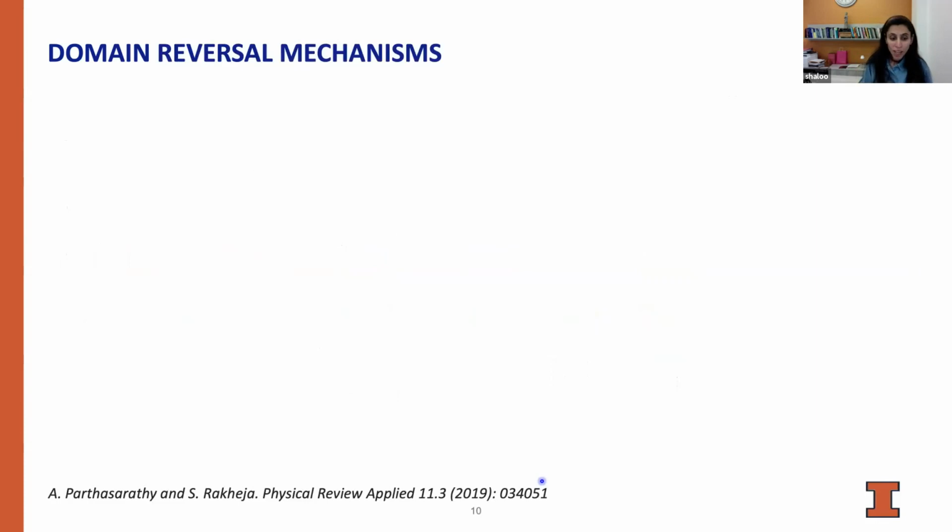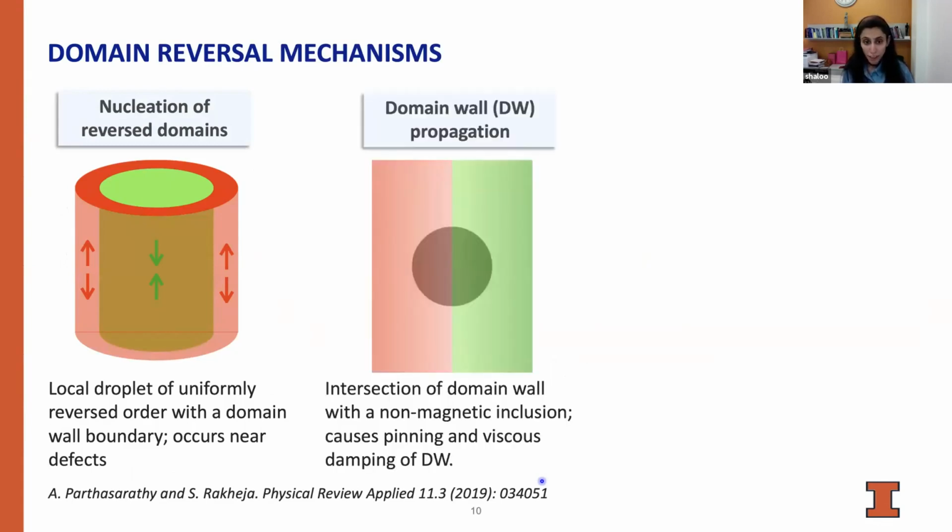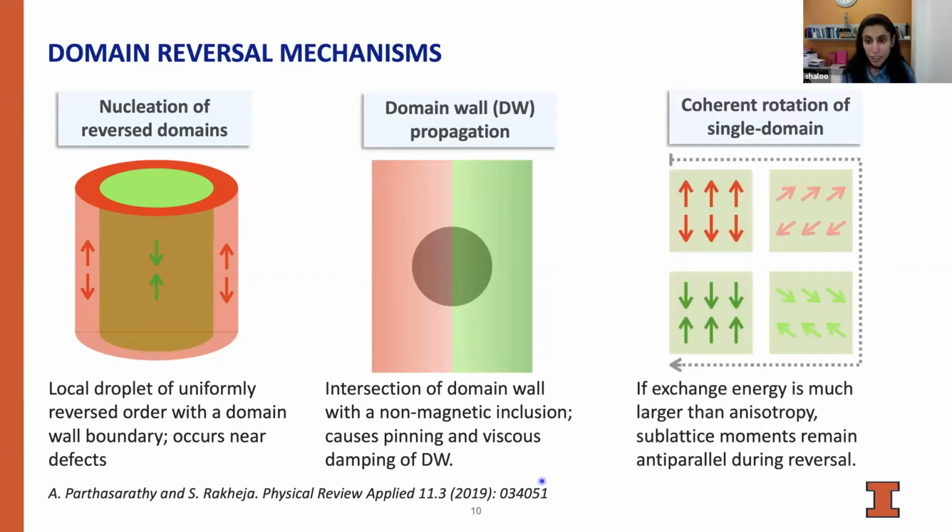All right, so now we have to think about all the different kinds of domain reversal mechanisms. So we looked into nucleation of reverse domains. That's the first mechanism that we considered. Here we consider a local droplet model. I'll explain this in a little bit more detail. The second process that we considered is domain wall propagation. Here we consider both the thermal creep and the flow regimes of the propagation. And finally, if the size of this memory bit is small enough, hopefully we could also get coherent rotation. And if the exchange energy is much greater than anisotropy, then we expect that the sublattice moments would remain anti-parallel during the reversal mechanism.